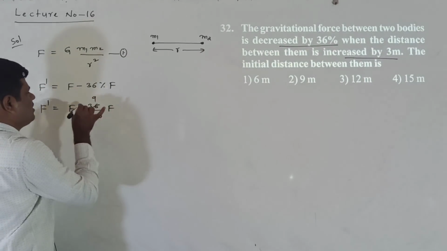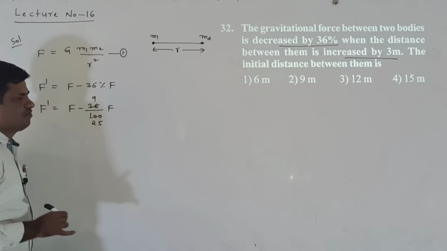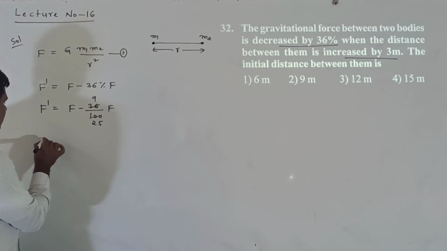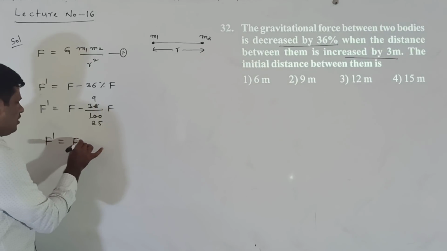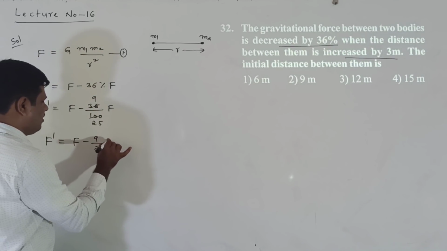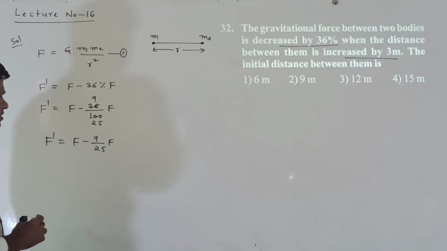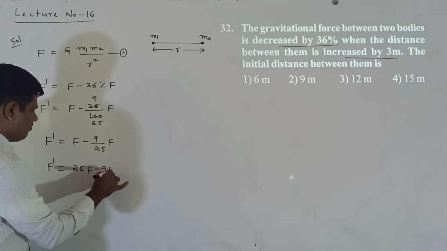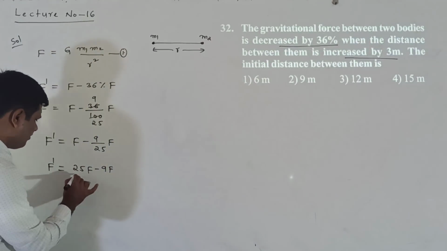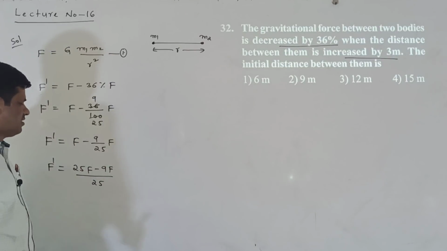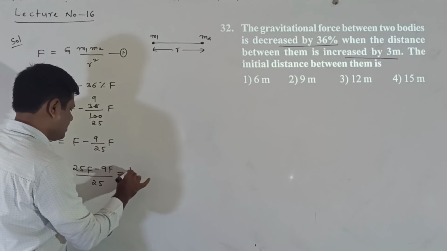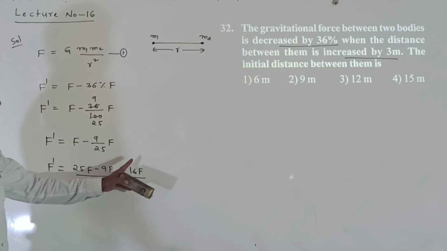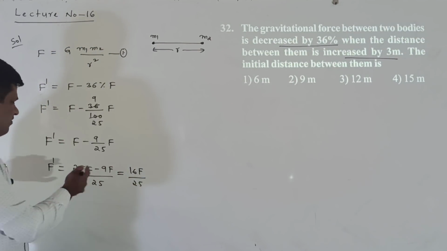Now 4 9s are 36, 4 25s are 100. Now F dash is equal to F minus 9/25 F. Clear? Now F dash is equal to (25F minus 9F)/25 when making the LCM. Now we are getting 16F/25. That means F dash is equal to 16F/25. That is the F dash value we are getting.